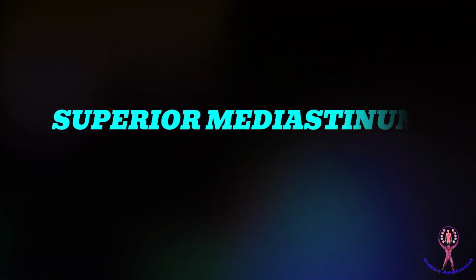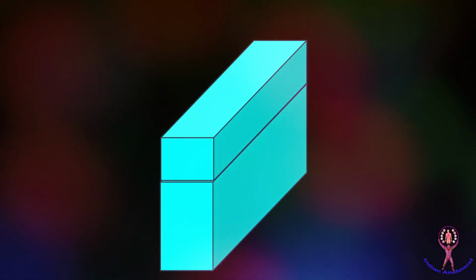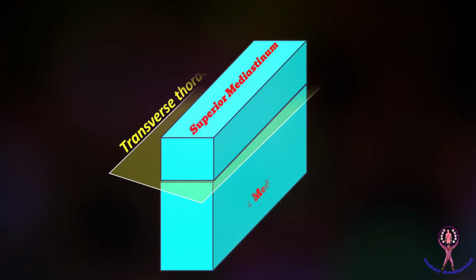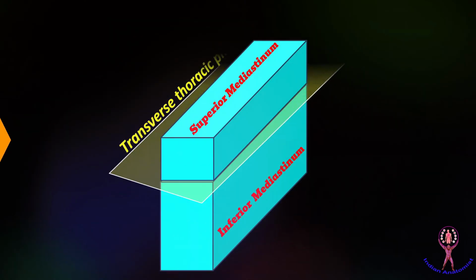Now, what is superior mediastinum? The superior mediastinum is a wedge-shaped compartment of the mediastinum that is located between the superior thoracic inlet, above, and the transverse thoracic plane, below.